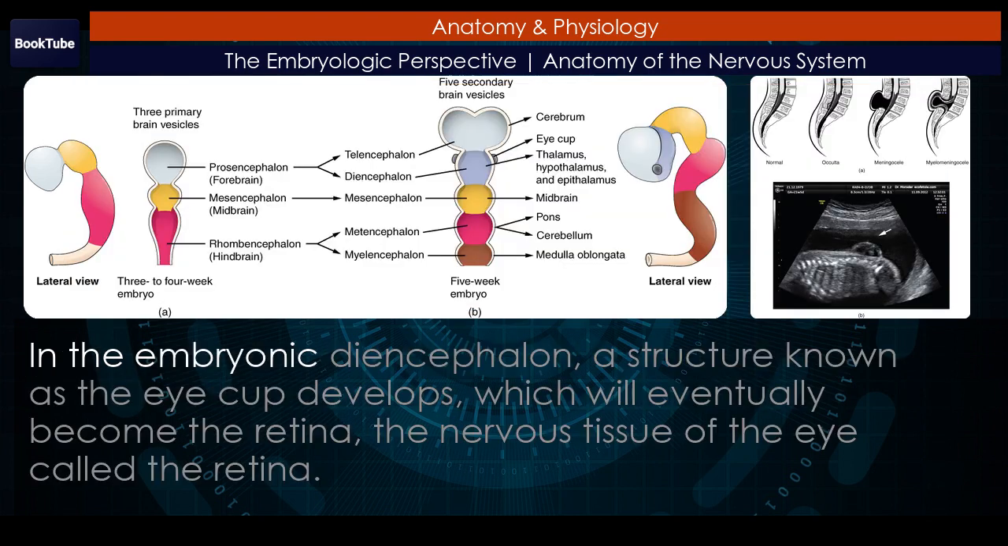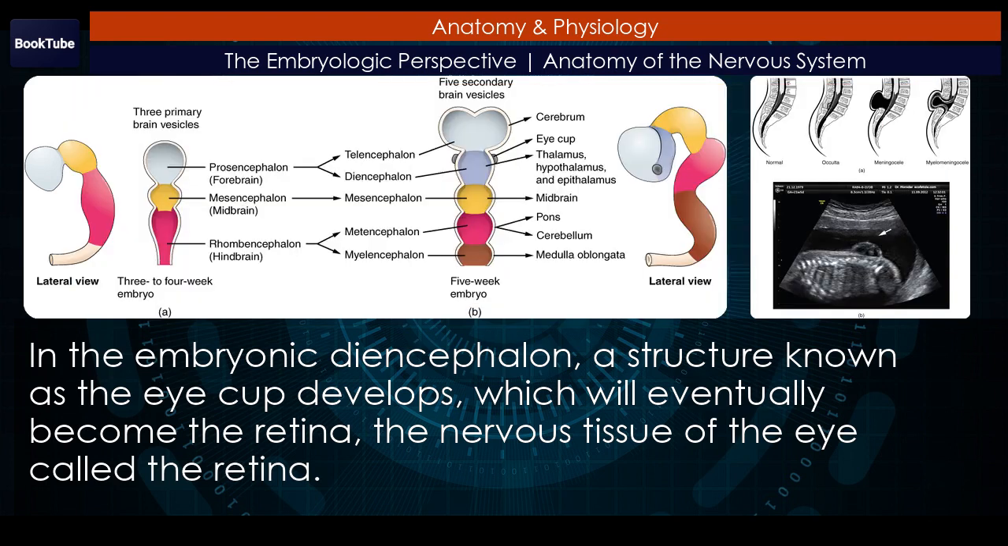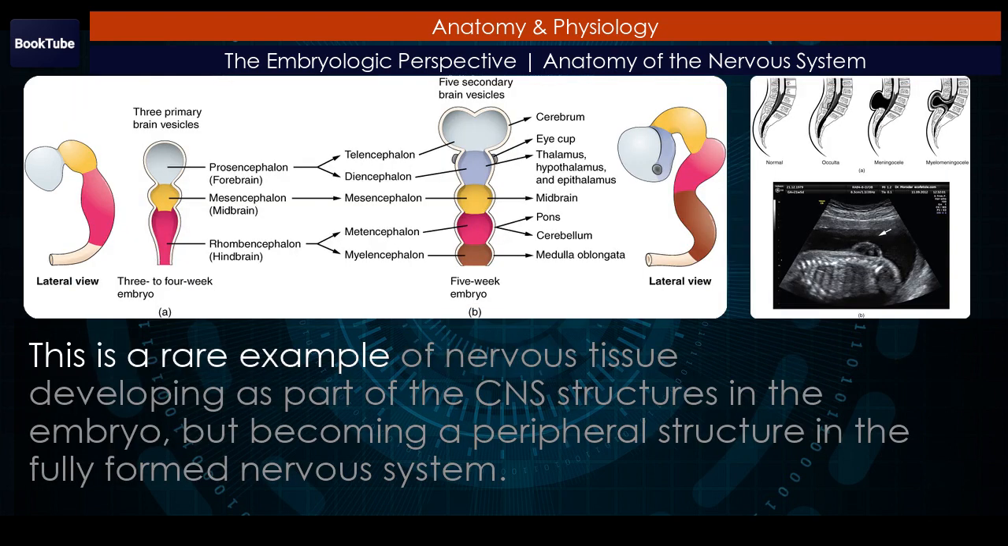In the embryonic diencephalon, a structure known as the eye cup develops, which will eventually become the retina, the nervous tissue of the eye. This is a rare example of nervous tissue developing as part of the CNS structures in the embryo, but becoming a peripheral structure in the fully formed nervous system.